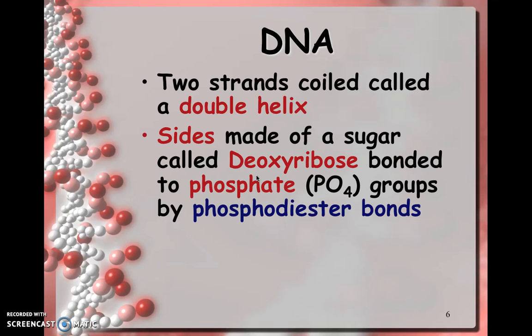We call the backbone of DNA, or if you're thinking of it as a ladder, the handles or the outsides of DNA, are made up of a sugar called deoxyribose that is bonded to phosphate. So you have these sugars and phosphates that are bonded to each other that repeat over and over again. The sugar and the phosphate are connected by what are called phosphodiester bonds.